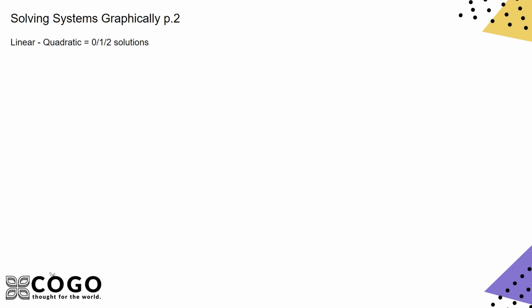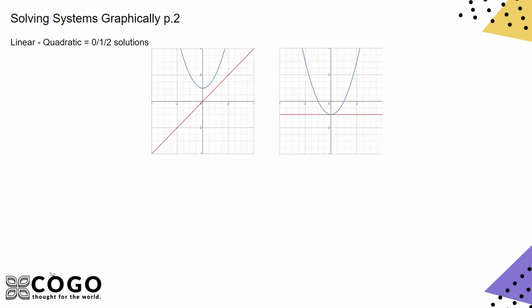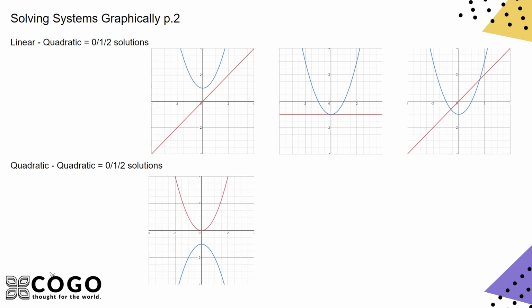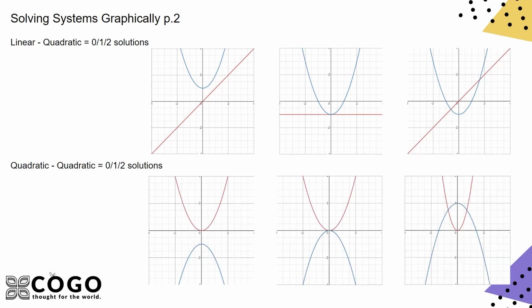A linear line and a quadratic can form three total outcomes: 0, 1, or 2 solutions. As you can see on the images, 0 solutions means the line does not intersect the curve. 1 solution means the line just barely touches the point on the parabola, which is the curve. And 2 solutions, the most commonly seen, occurs when the line intersects 2 points on a parabola.